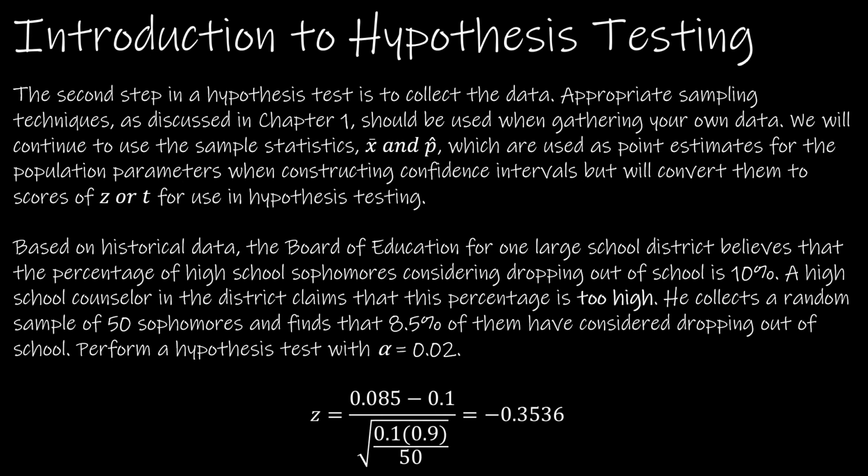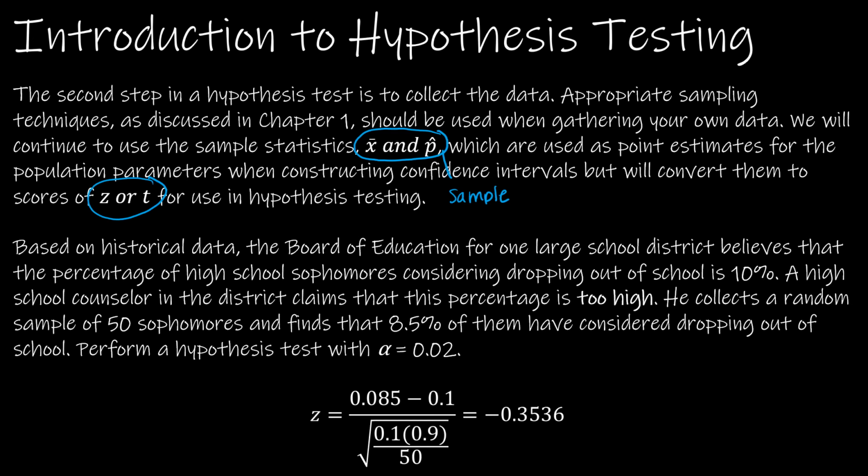Our second step is to collect the data. Of course we would go back to what we learned in chapter 1 about how to gather data. Obviously in this class we're not actually going to go out and gather data, but what we will do is perform calculations on that data. So we will be using X bar or P hat, which again is sample data. And those are going to be the same values that we used for our point estimates when we did our intervals, but what we're going to do is convert them into a z-score or a t-score.